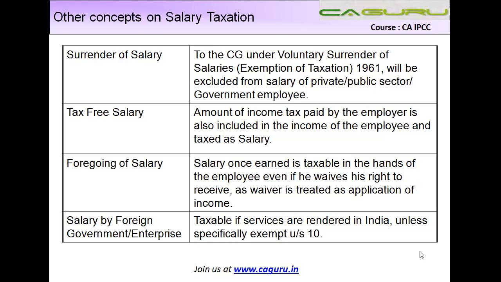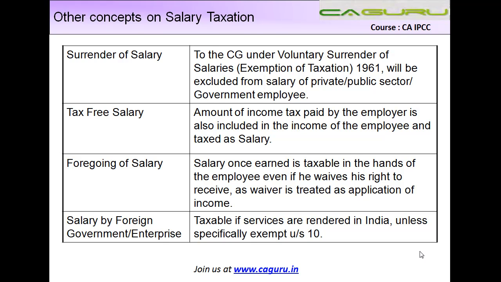Next one is foregoing of salary. Now what do you mean by forego? Forego, in simple terms, means that suppose I had the right to get something, but I gave away my right to receive it. I have foregone my right. You must have heard this term very often. So foregoing of salary means once the salary has accrued to a person, he doesn't receive it, he waives his right. He says, okay, I don't want to receive it. You please go and give this to XYZ or ABC Trust, or for that matter, utilize it in any particular manner.